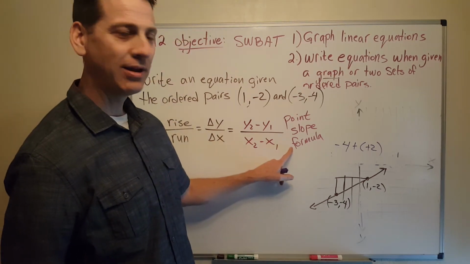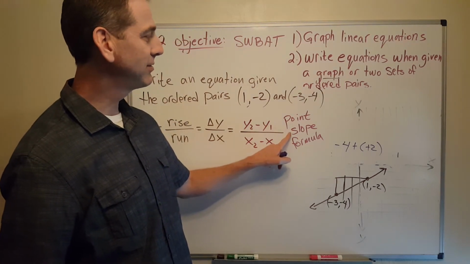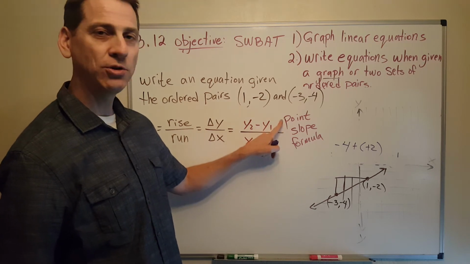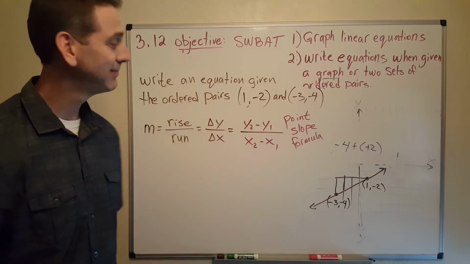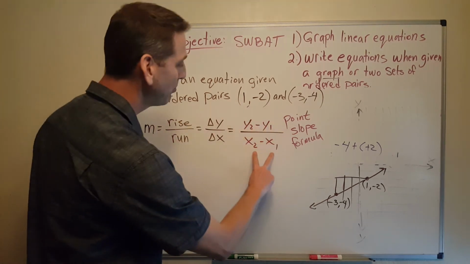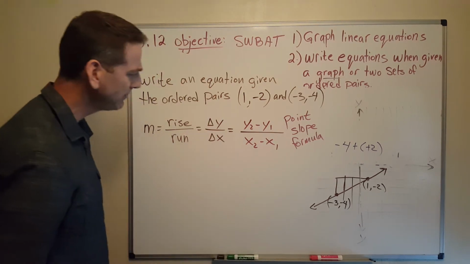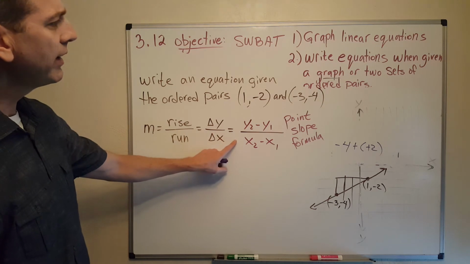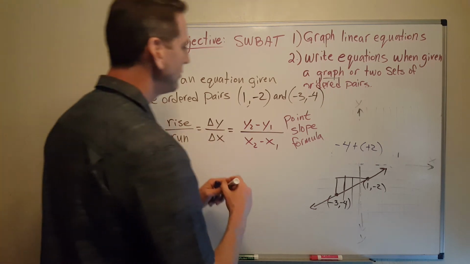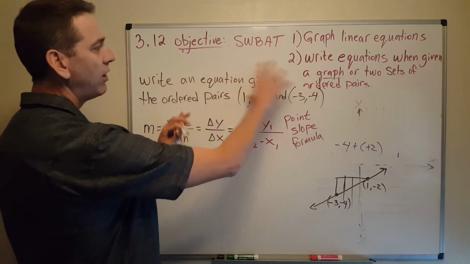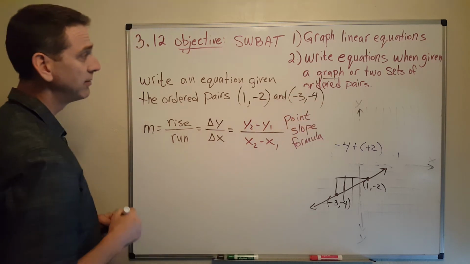Because it's a formula that gives us the slope when we're given 2 points. That's it. And there it is. That's the point slope formula. A very useful formula to remember. Okay? All right. So let's go ahead and use this formula with our numbers here.